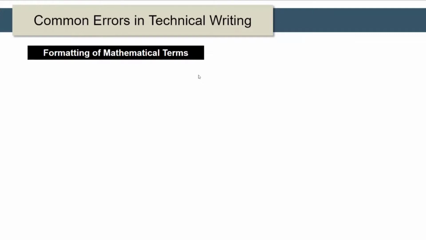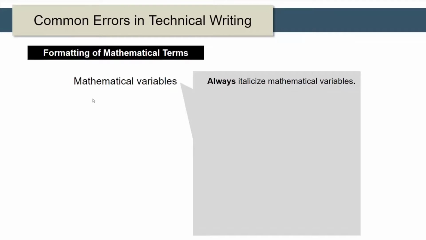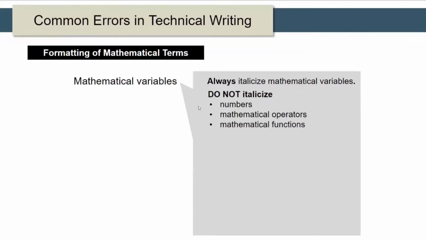Next, very important, formatting of mathematical terms. If you are using LaTeX for document processing, typically in equations you would have imported, you would have called certain functions that will automatically format your mathematical terms. However, if you are using Word, right, it is important that you know how to format mathematical terms. So if you have a mathematical variable, you always italicize mathematical variables. Be it in the text, we are saying, let us define a variable x. So that x is a variable, you will italicize it. You do not italicize numbers.